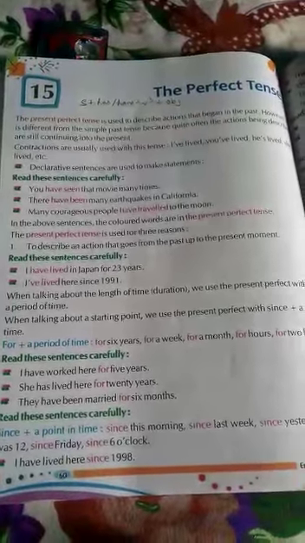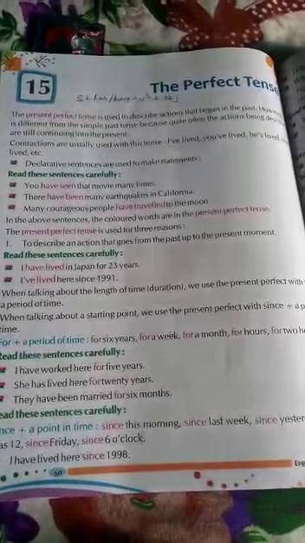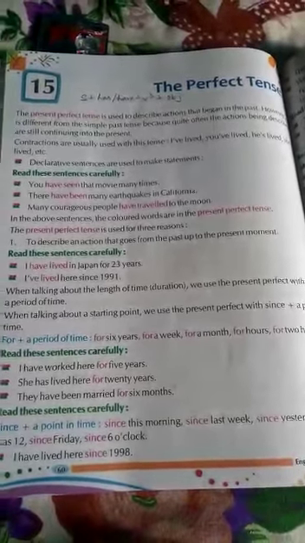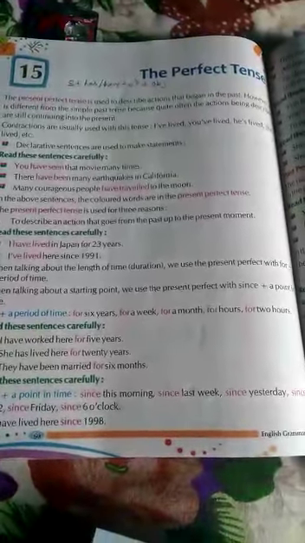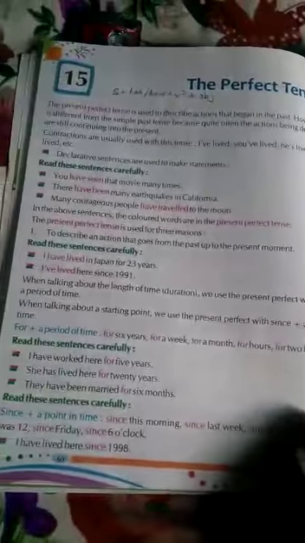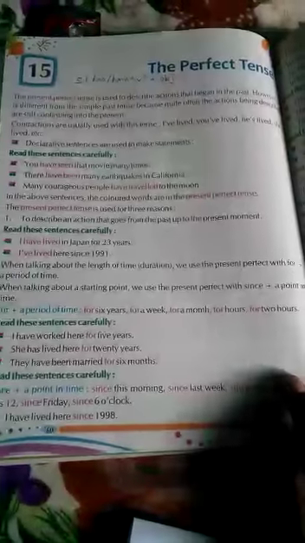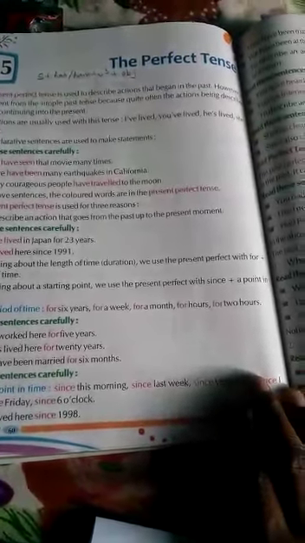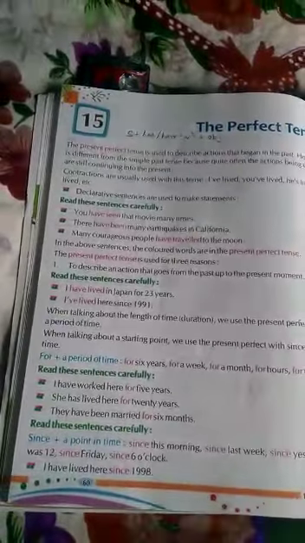I have lived in Japan for 23 years. I've lived here since 1991. We're talking about the length of time, the duration. We use the present perfect with for plus a period of time. When talking about a starting point, we use the present perfect with since plus a point in time.